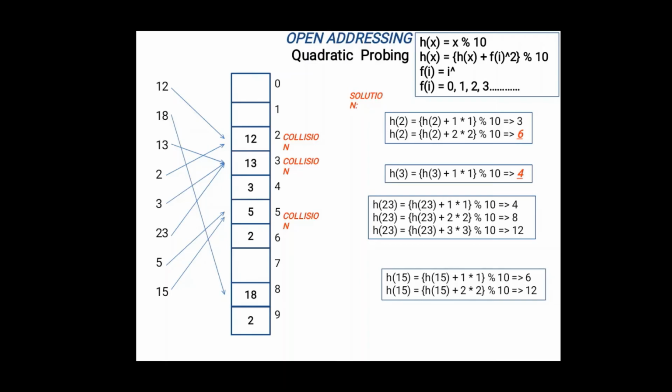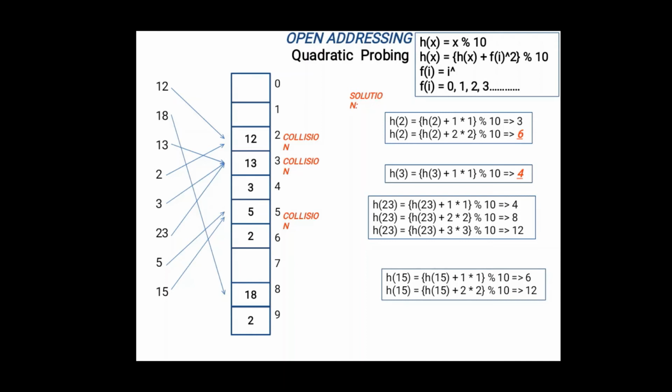So since 4 is present there, we need to search again. So here h of 23 is equal to (23 plus 2 times 2) mod 10, which is equal to 8. So index 8 is present there, so we need to search it again.